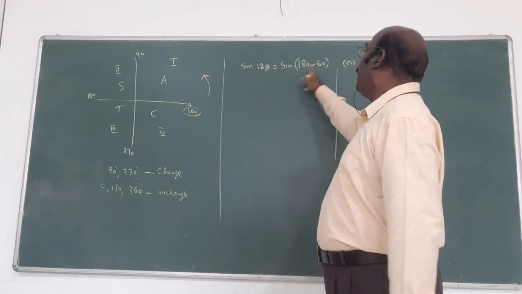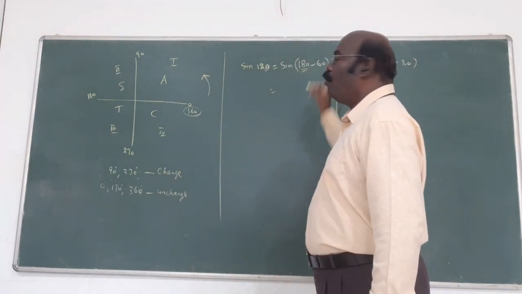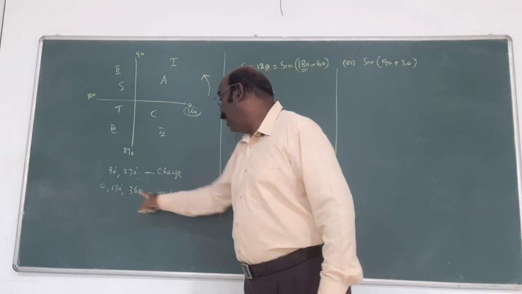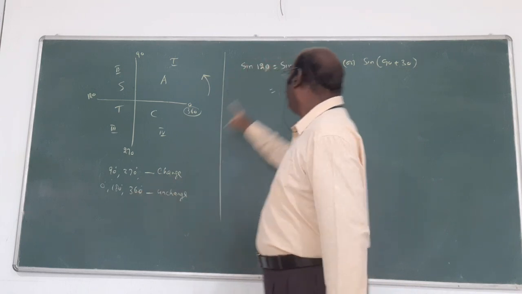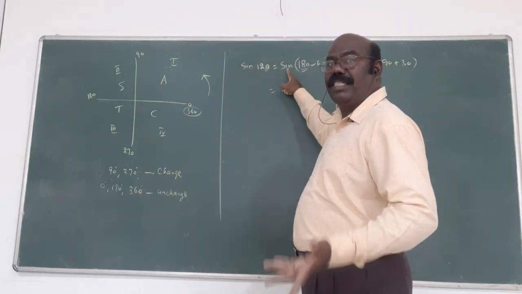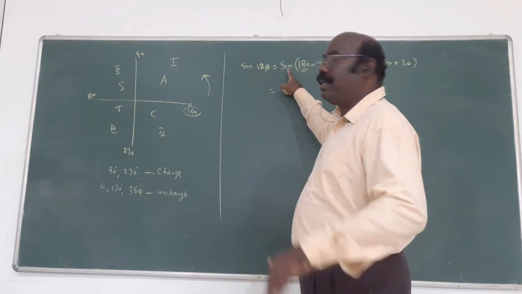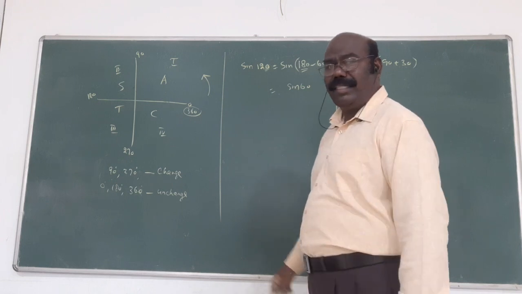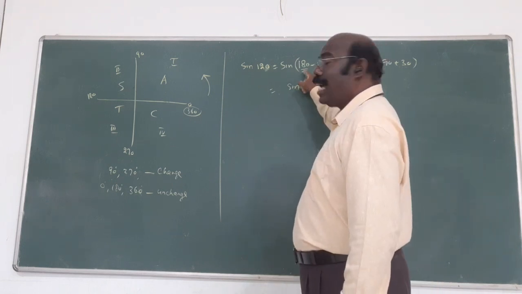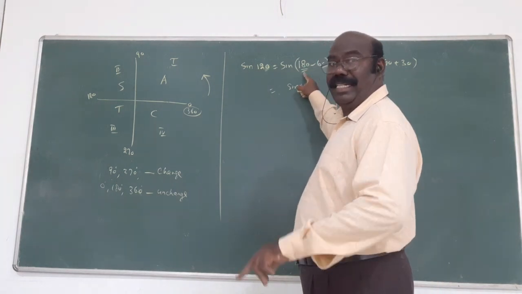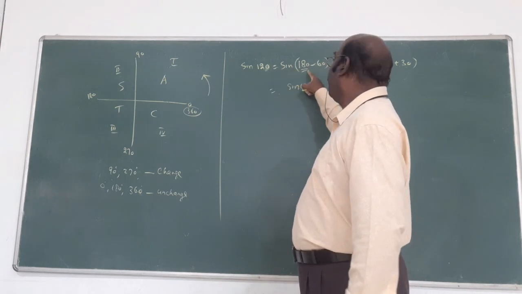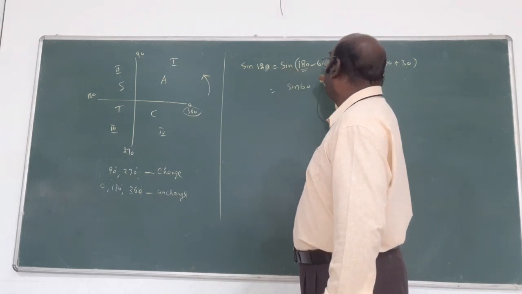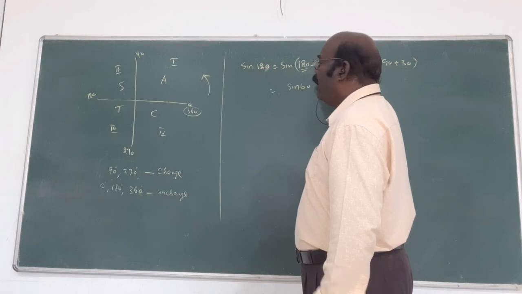I want to write 180 minus 60. What is the first angle? 180. 180 means unchanged. Unchanged means sine becomes sine, cos becomes cos, tan becomes tan. For sine, what is the last angle? 60. It depends upon the first angle, whether it is change or unchanged. Here sine is there, 180 is there, 180 unchanged, so it is sine 60.